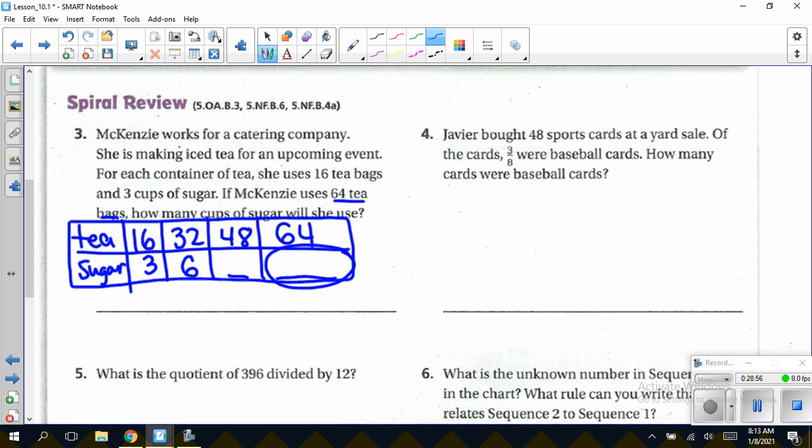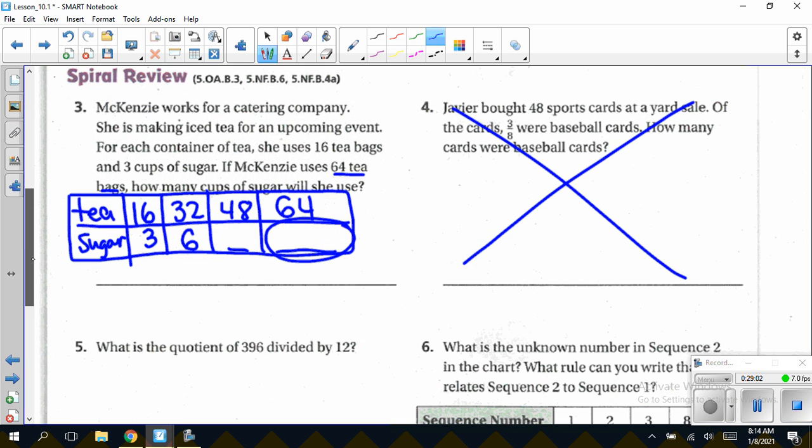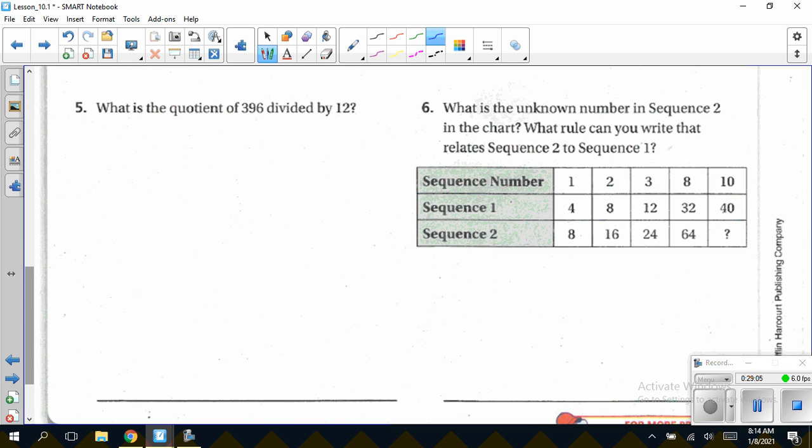Now notice number 4 does have a fraction in it, so we are going to cross that out since we did not work with our fraction units yet. And moving on to number 5, what is the quotient of 396 divided by 12? So you are taking 396 and dividing it by 12, typing in the final answer into Schoology. There will not be a remainder for this answer.